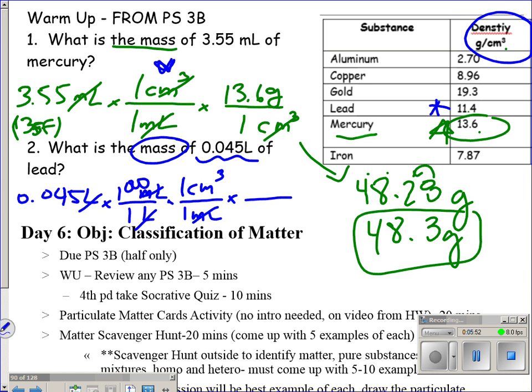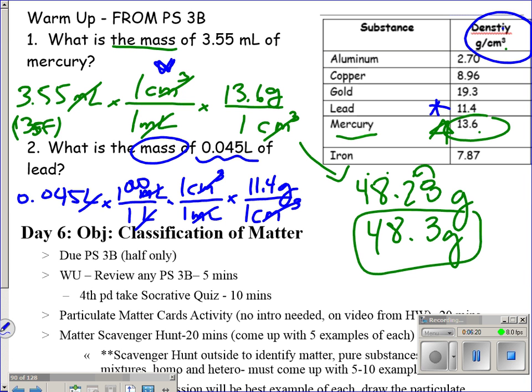Okay, so he's saying look at lead's density, because this is concerned about lead. Lead has 11.4 grams per centimeter cubed, according to the density here. And you're right, 11.4 goes on top, because I need grams on top. And the 1 centimeter cubed underneath is just there so we can cancel out that unit. The purpose is to cancel all units except for which one? Grams, correct.